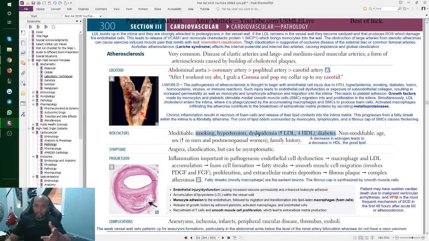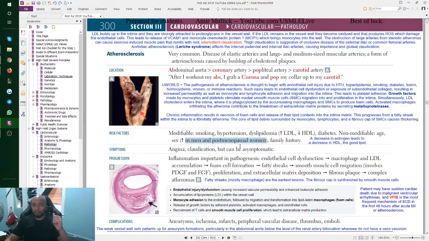So these are all the modifiable things that you really want to be able to tell your patient to cut back on and manage, right? Take your LDL statin medications, take your hypertension medications, take your diabetes medications, and cut back the smoking. Alright? Non-modifiable things that you can't do anything about are age, sex, and family history. Right? It's higher in men and postmenopausal women.